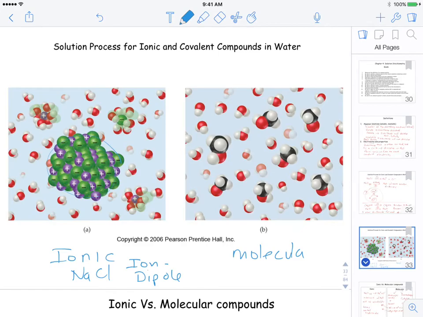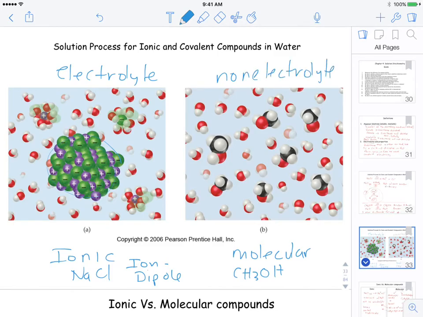And then on the other side, side B over here, we have a molecular substance, in this case a liquid in a liquid. This is methanol. And you can see that it doesn't break up into ions. So on the left we would have an electrolyte, and on the right we would have a non-electrolyte.